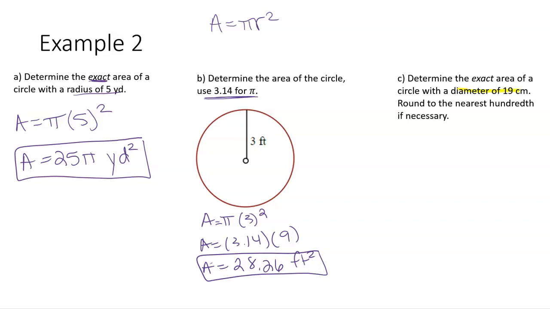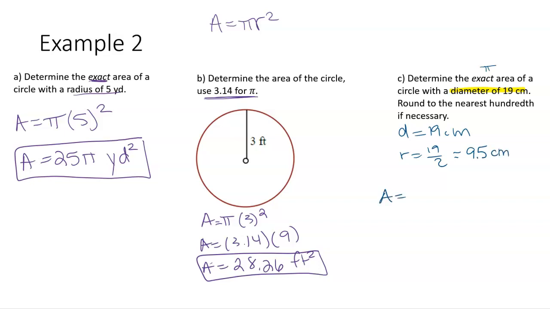Determine the exact area of a circle with a diameter of 19. Now, and then they want us to round this. But they still want the exact area. So we know we're going to have an answer in terms of pi. So they give me a diameter of 19, which means my radius is half of 19. So that's going to be 9.5 centimeters.